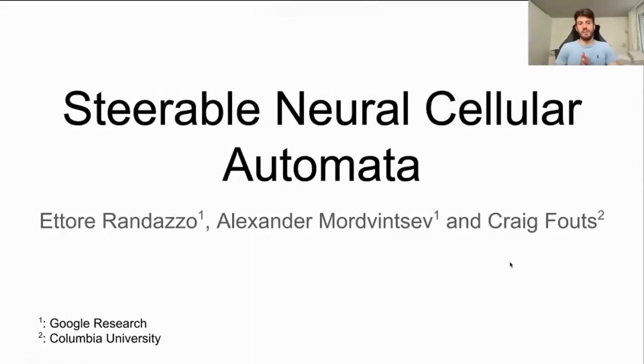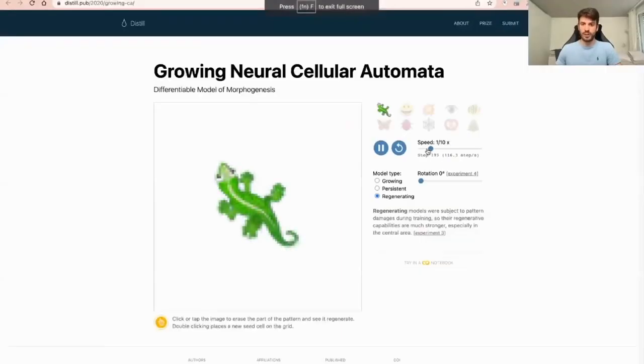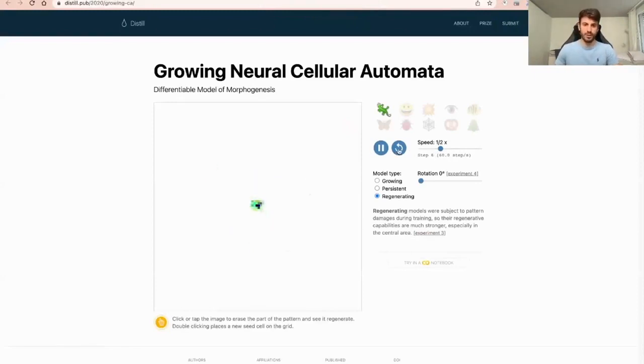Hello everyone, my name is Ettore, and today with Craig I'm going to talk to you about steerable neural cellular automata. So this is a follow-up from our original paper, Growing Neural Cellular Automata, where some colleagues and I show how we can, from a single seed, generate patterns that are very complex and able to regenerate from damage and be stable. But notice this interesting property, which is that every time I regenerate the pattern, it always comes out with the same rotation and reflection. And this might not be something that we want.